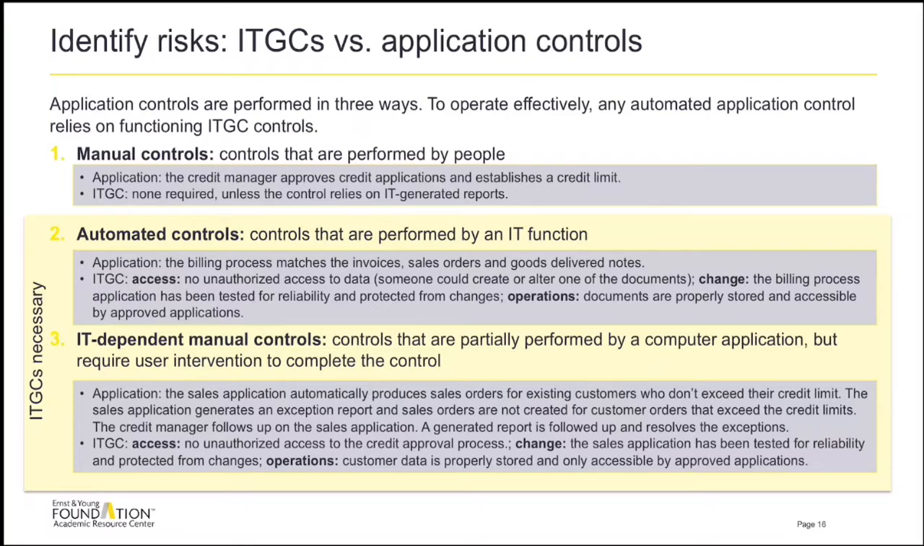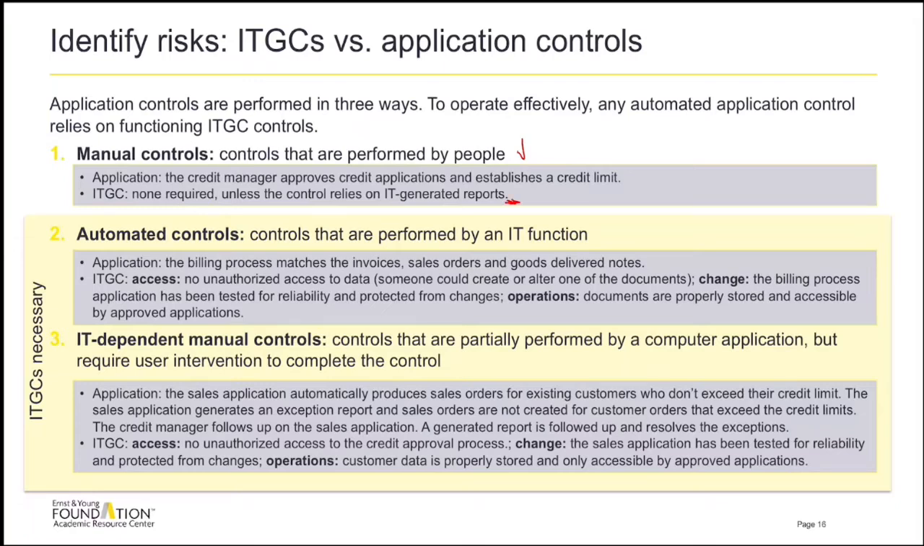So application controls are performed in three ways. To operate effectively, any automated application control relies on functioning ITGC control. First, manual controls. These are controls that are performed by people. In the application, the credit manager approves credit applications and establishes a credit limit. So the ITGC, there is none required unless the control relies on IT generated reports.